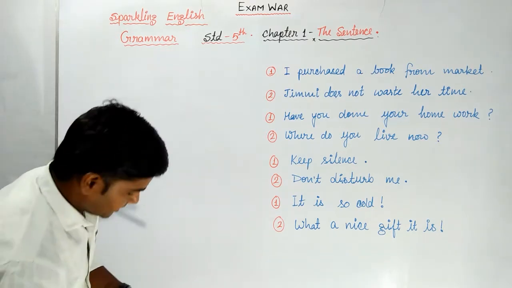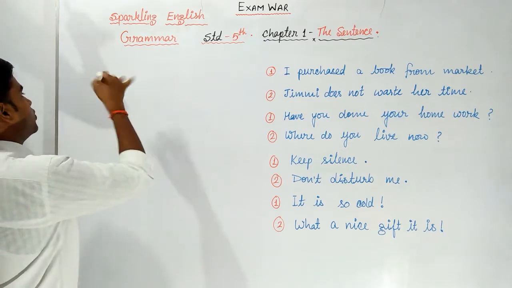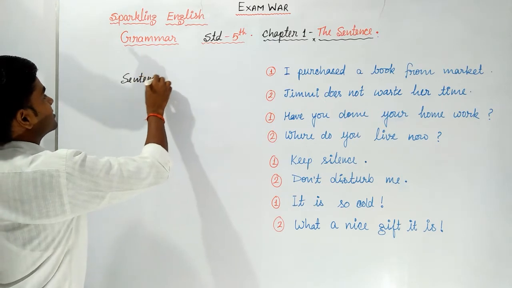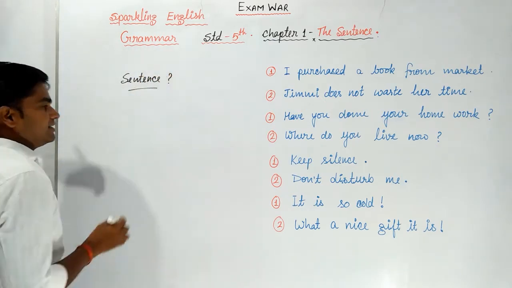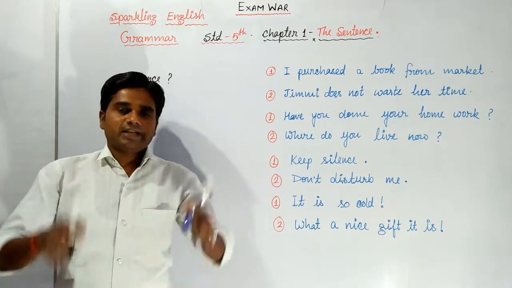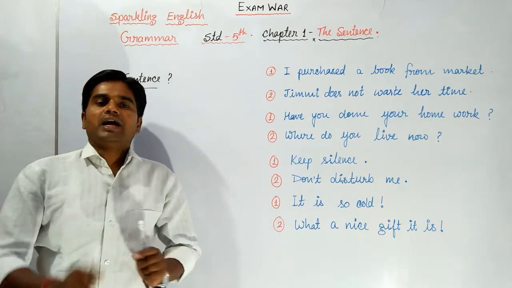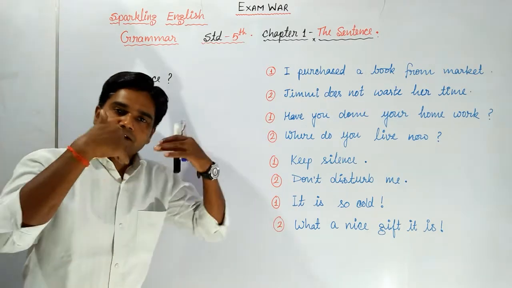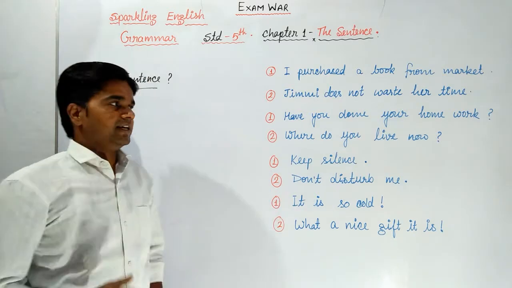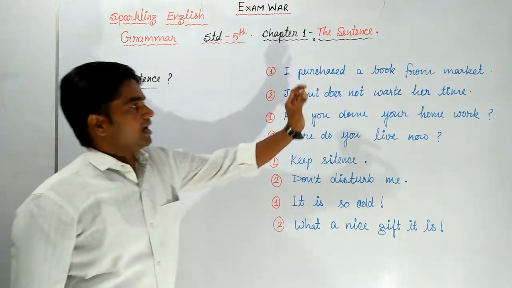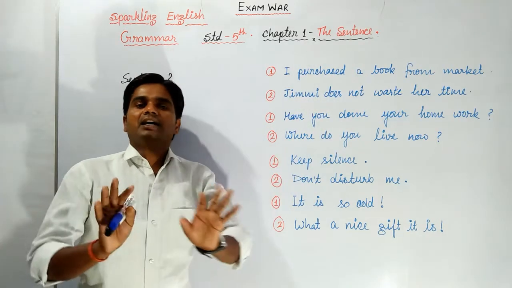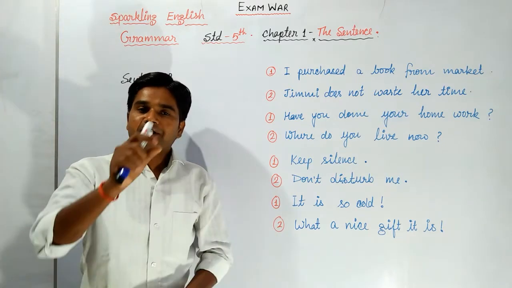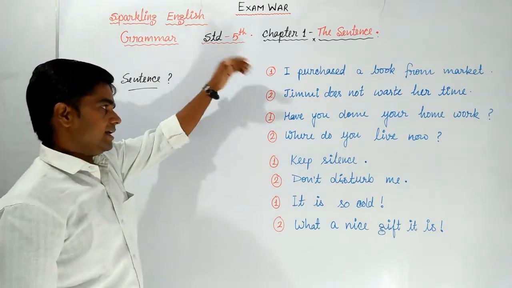What is the first point? The first point is, what is a sentence? As the definition is already given in the book, a sentence is a group of words that conveys a complete meaning. I mean any group of words that conveys a meaning, that is a sentence. Like, I purchased a book from market, that is a complete sentence, as it is giving us a complete sense. That's why it is called a sentence.